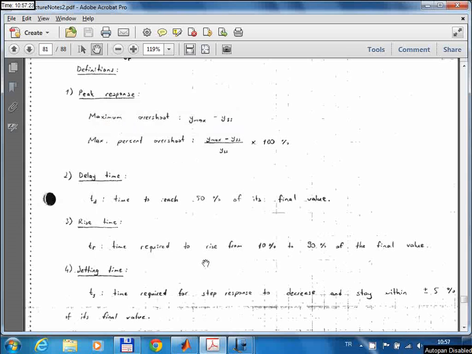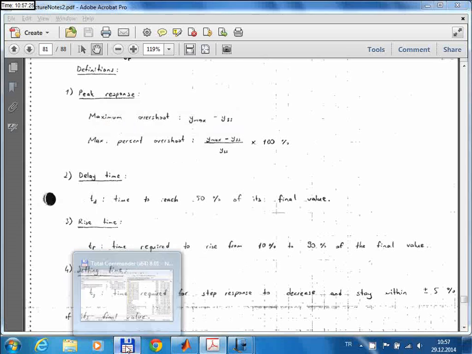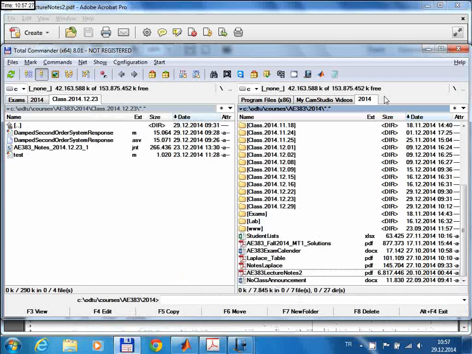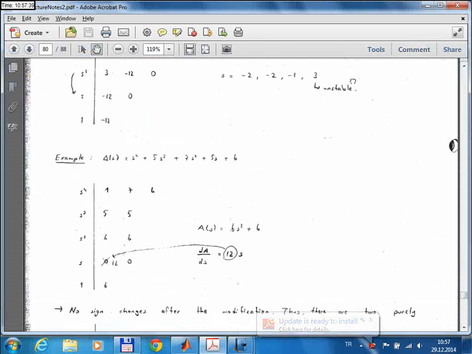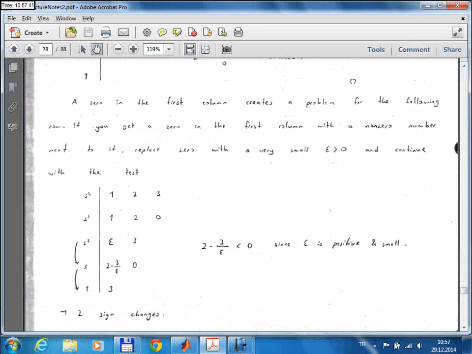Okay, so last week we looked at response of second order systems. We looked at some special cases, and then finally we looked at the most general case. Let me see, there's a table in the lecture notes. Let me see if I can find it quickly.